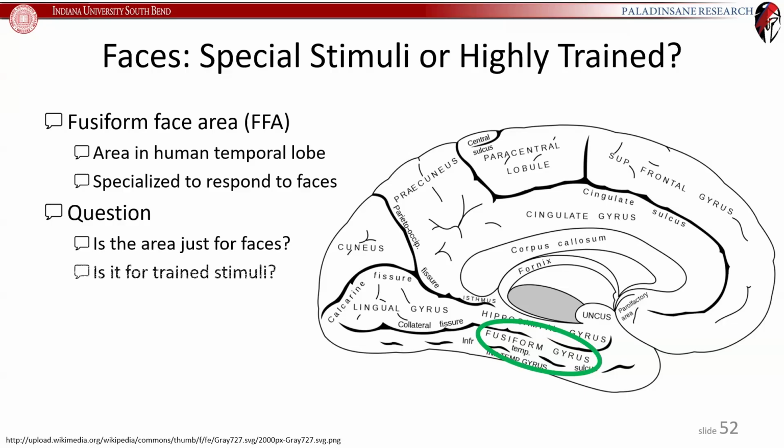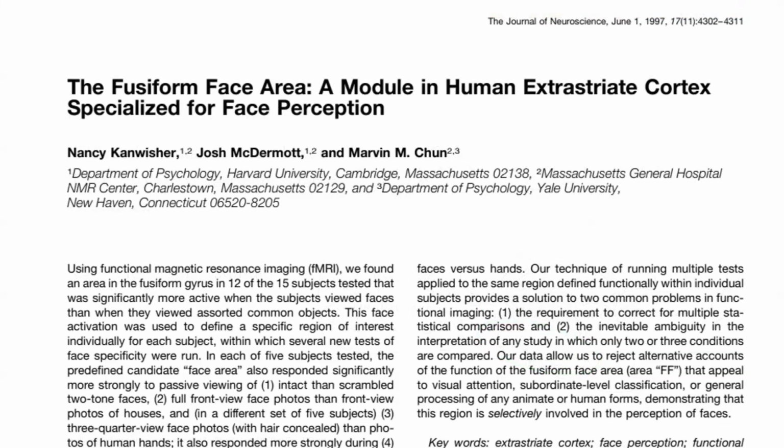So is this just for faces, or is it just for trained stimuli? Is it much like the chess area, where the fusiform gyrus, that FFA, the fusiform face area, is not actually a fusiform face area, it's a fusiform highly trained stimulus area, and faces just happen to be one of the most highly trained stimuli that we experience? So this was something that was coming up as a debate.